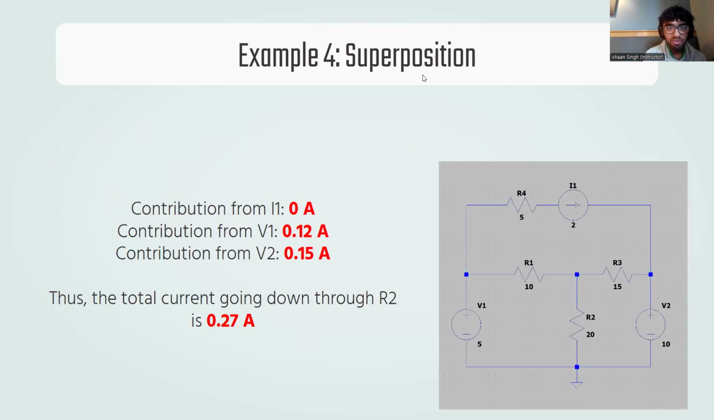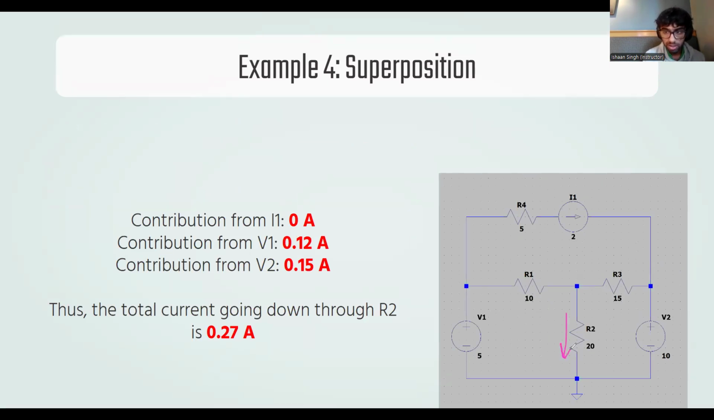Okay, so now we've analyzed the circuit with I1, V1, and V2 individually. From I1, we get 0, okay? From V1, we get 0.12, 0.1. So, you know, I have a tablet, but I'm still drawing with my mouse pad. I don't know why. Okay. And then from V2, we get 0.15. Okay. And so we just have to add up those individual contributions and we get 0.27 amps flowing through R2.